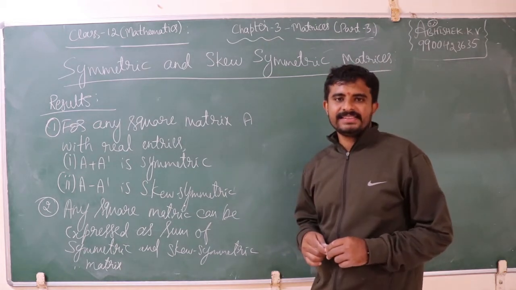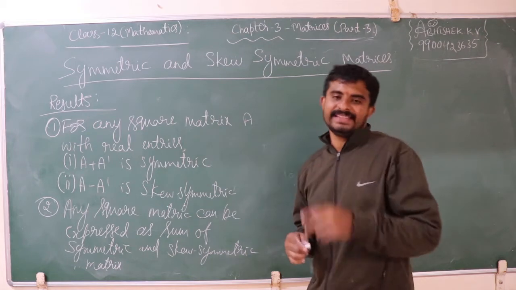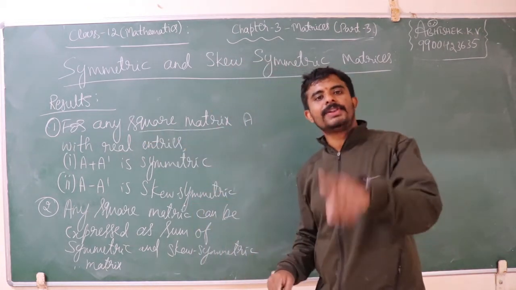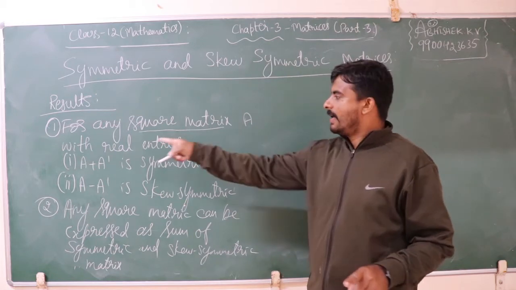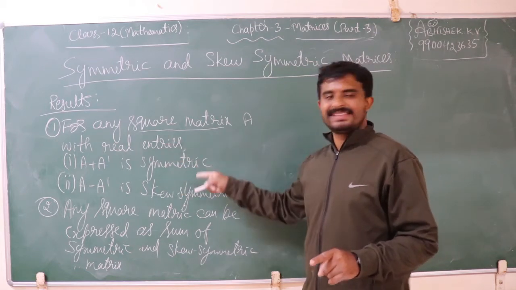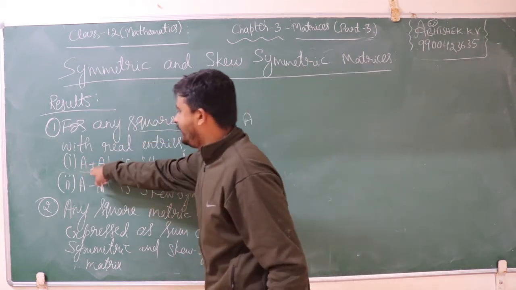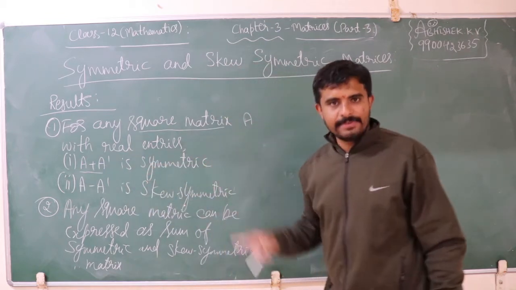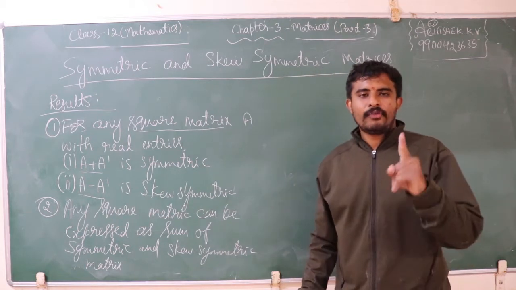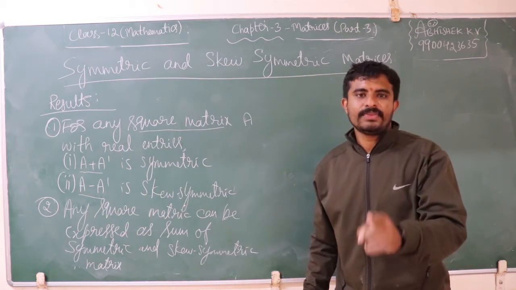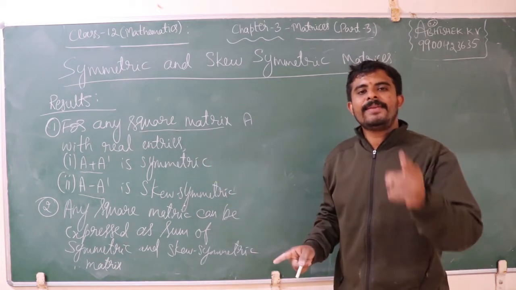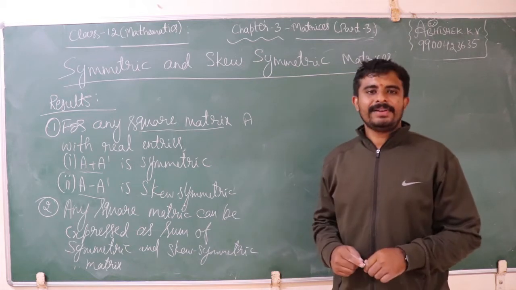The first result says, for any square matrix A, number of rows is equal to number of columns, with real entries, A plus A transpose is symmetric. See, A plus A transpose is symmetric. A minus A transpose is skew symmetric. For any square matrix A with real entries, A plus A transpose is symmetric, and A minus A transpose is skew symmetric.